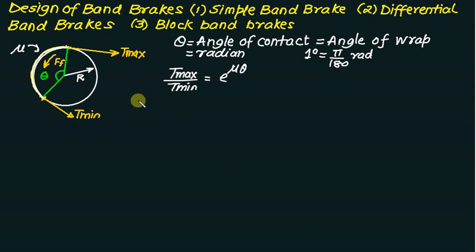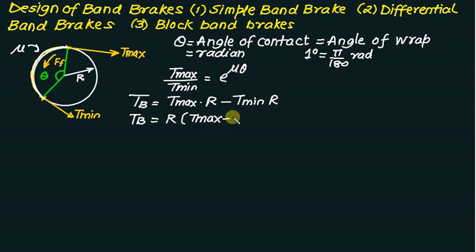The braking torque is obtained using the equation. Here the drum is rotating in anti-clockwise direction, so braking torque acts in the clockwise direction. So this force multiplied by radius r will be the clockwise torque, so I will take it positive, and this tension multiplied by this distance will make it anti-clockwise. So braking torque is always given by r multiplied by (T max minus T minimum).